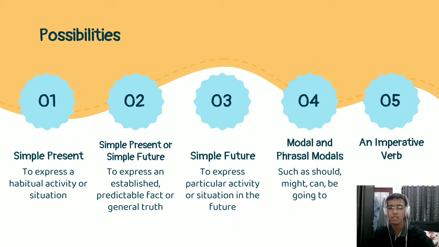The third one is simple future, which can be used to express a particular activity or situation in the future. The fourth one, we can use modals and phrasal modals such as should, might, can, be, or be going to. And the fifth one is an imperative verb.